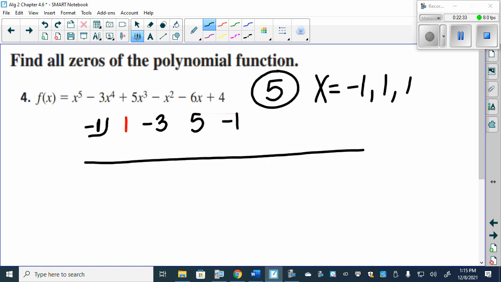He's so smart. Yeah, I was trying to figure out why I wrote -1 twice. Because 1 for x to the 5th, -3 for x to the 4th, 5 for x cubed, -1 for x squared. Then it would be -6 and 4. But you should know that, so that you got a degree.